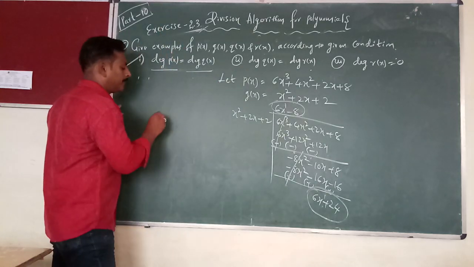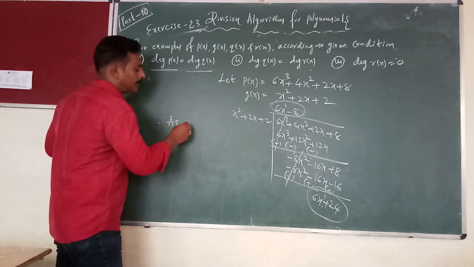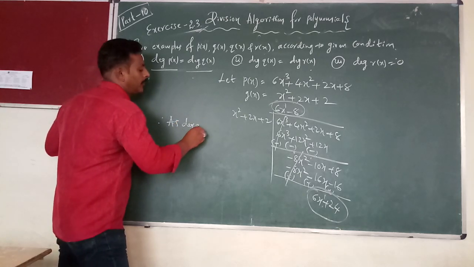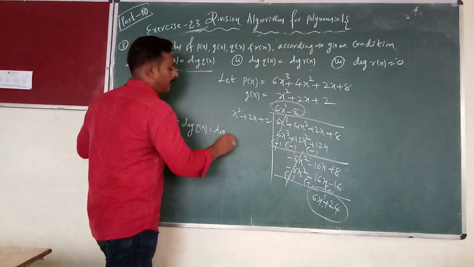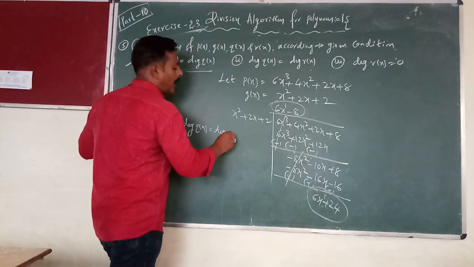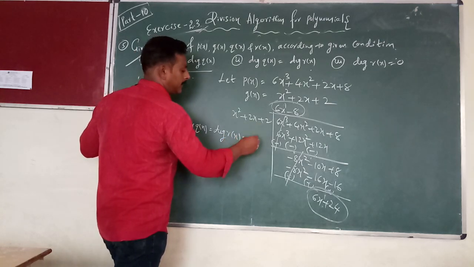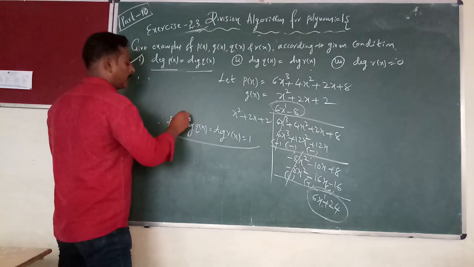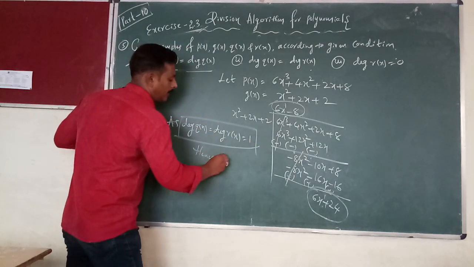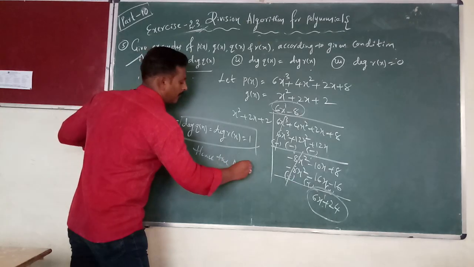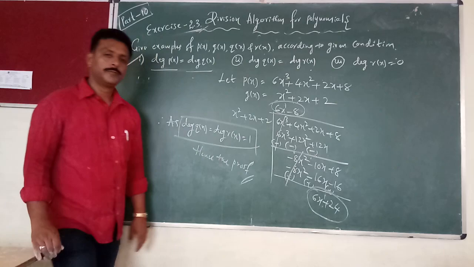Therefore, degree of q of x is equal to degree of r of x, which is equal to 1. The degree of both is the same, hence proved. Is it clear? Like this we can prove.